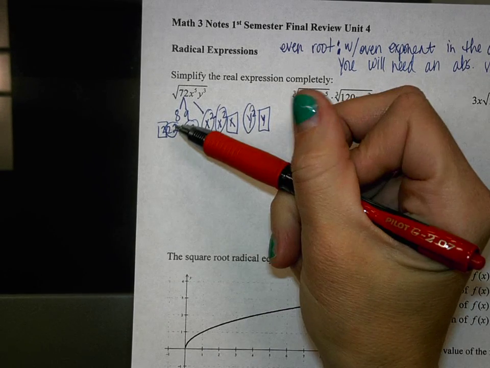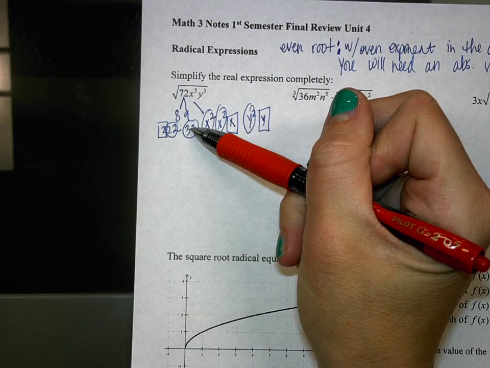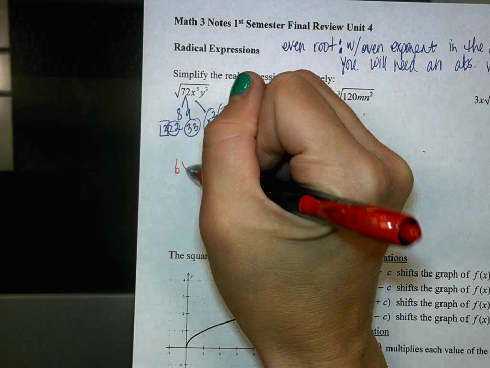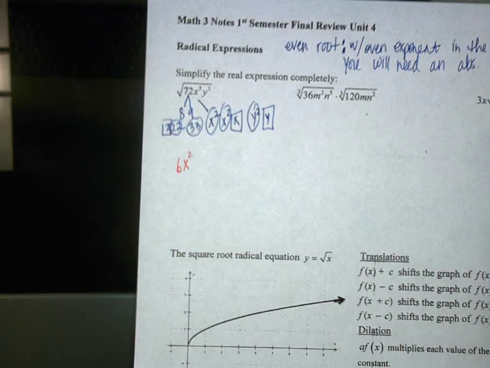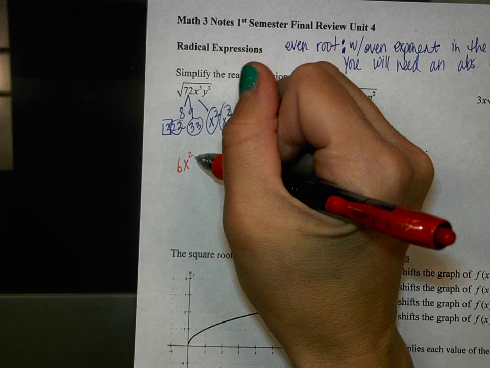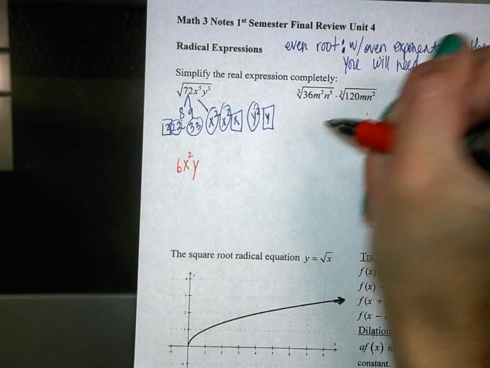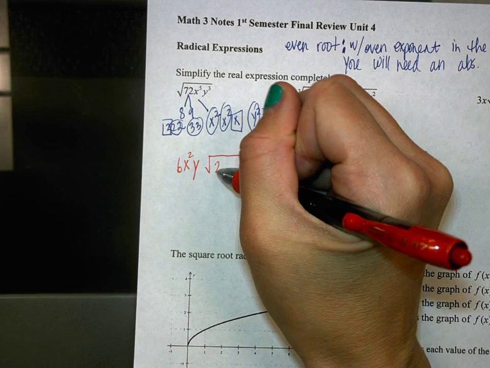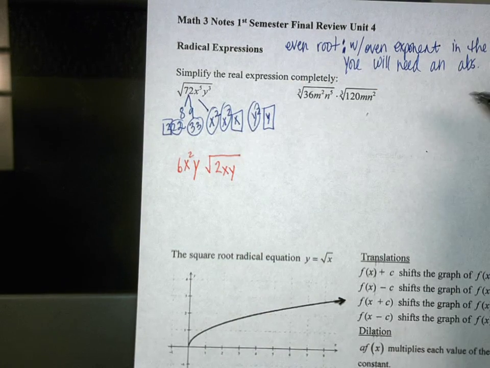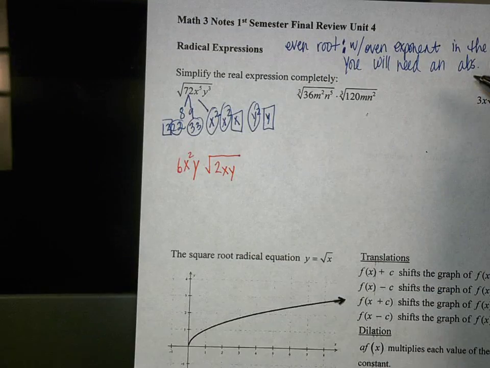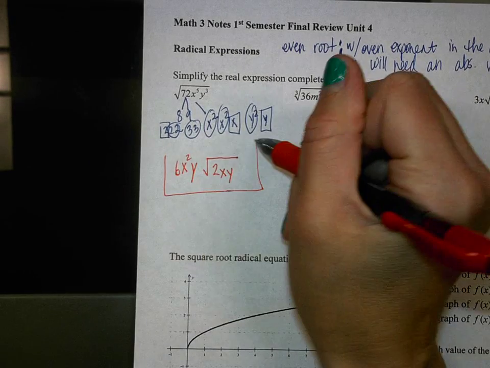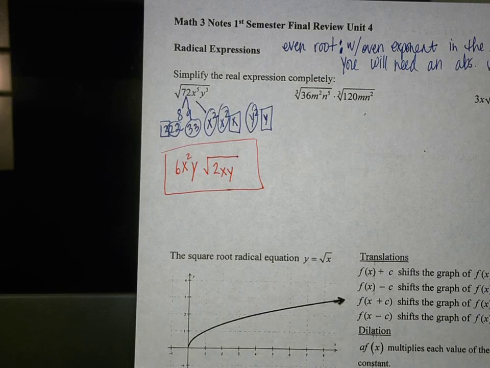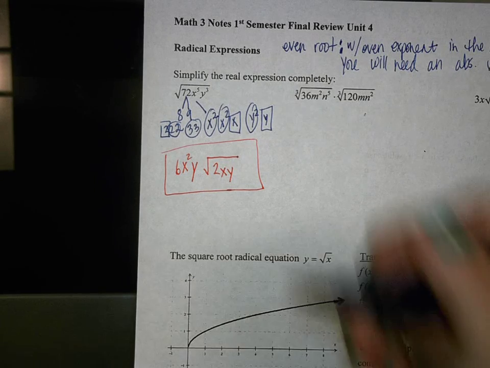Okay. And so anything that's brought out gets multiplied together, and anything that's left inside gets multiplied together. So we have 2 times 3, which makes 6. How many x's do I have? 2, because there are 2 groups, right? So that makes x squared. I only have 1 y, so we write that as y. And then under the root, we're left with 2xy. And so this ends up being my final answer. Okay, any questions there?